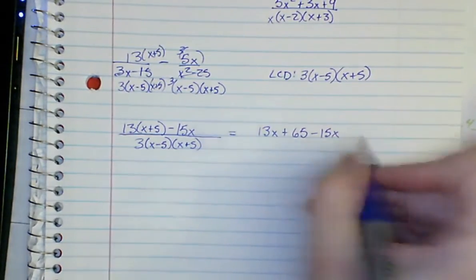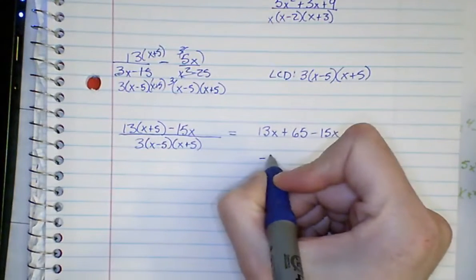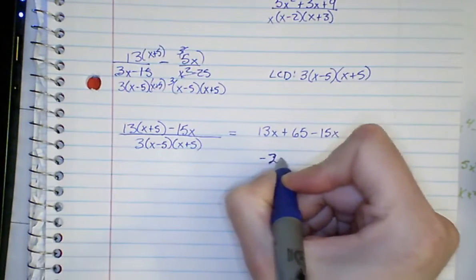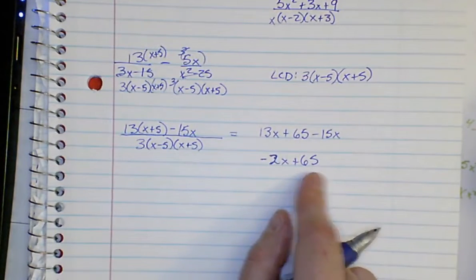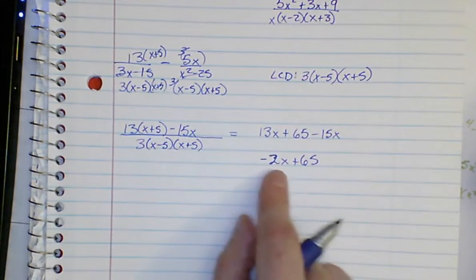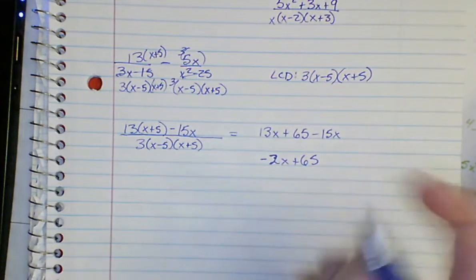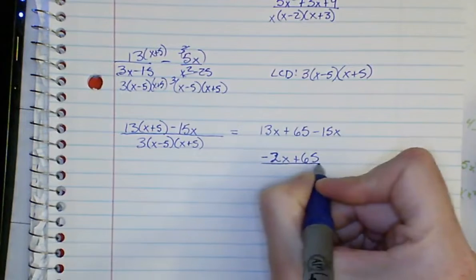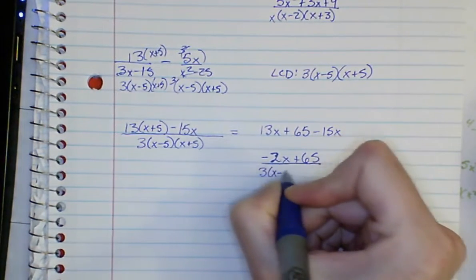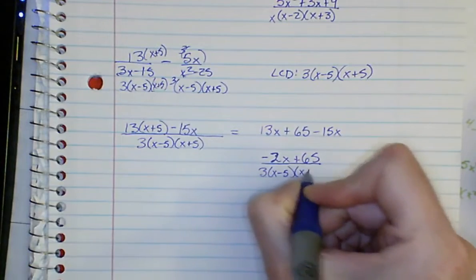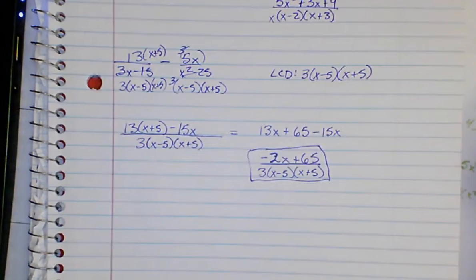And then I'm going to go ahead and simplify this further. So we have a negative 2x plus 65. This we cannot factor. If we were to factor it, it would probably be the greatest common factor, but 2 can't go into 65. So then I am finished, and I'm going to finalize my answer by placing my denominator in place, and I'm done.